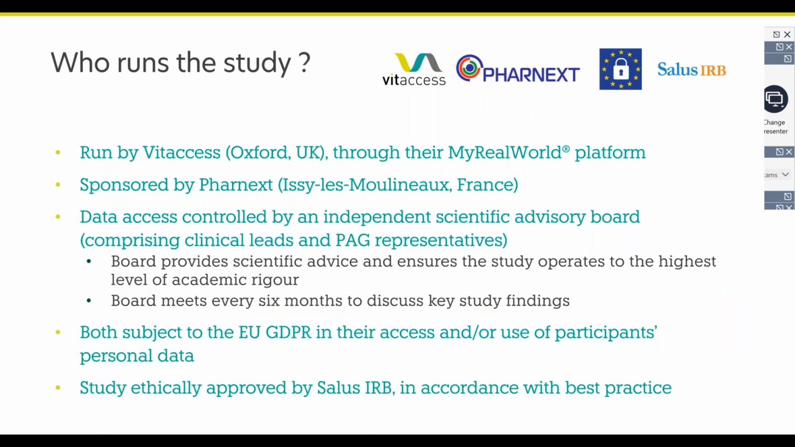It's important also for studies like this to understand who the different stakeholders involved in the running of the study are. So on this slide, you see that my company, Vitaxis, we're based in Oxford in the UK, and running this type of study is a key part of our business. We do it through our platform called My Real World. And the study is also sponsored by a biopharma company called Pharnext. They're a French company based in Issy-les-Moulineaux, which is just in the suburbs of Paris.